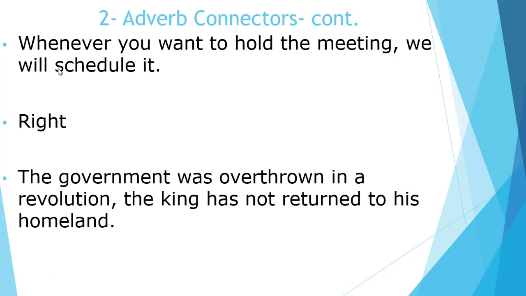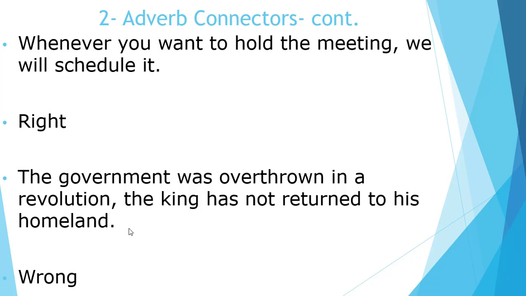The government was overthrown in a revolution, subject verb. The government, subject, was overthrown, a verb, in passive. And then, comma, the king has not returned, subject verb, another subject verb. We have here subject verb, comma, subject verb. This is wrong because we don't have a connector. You cannot do this. You must have a connector.